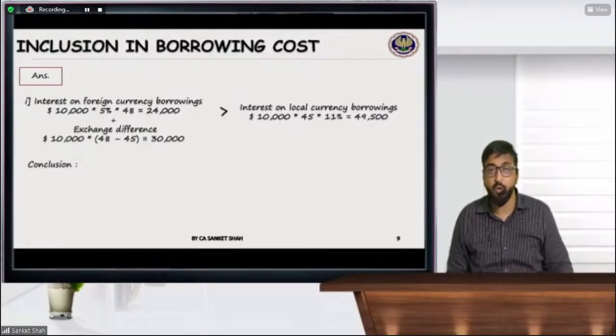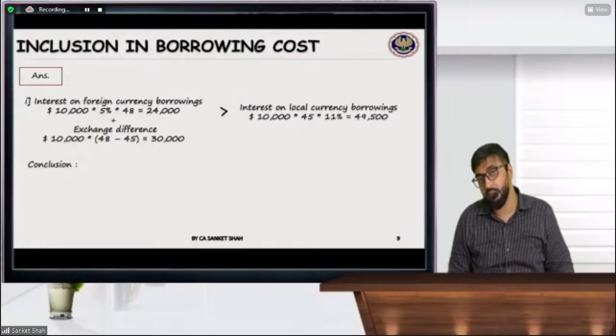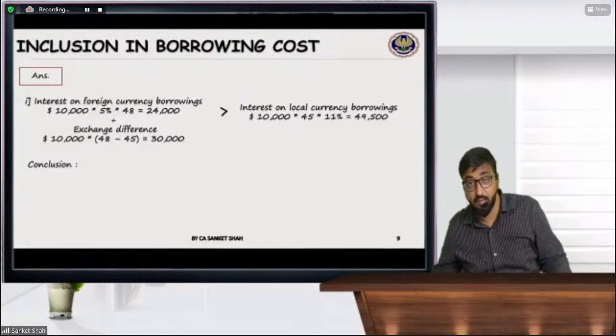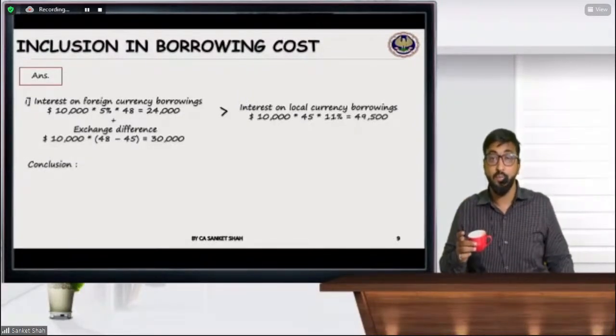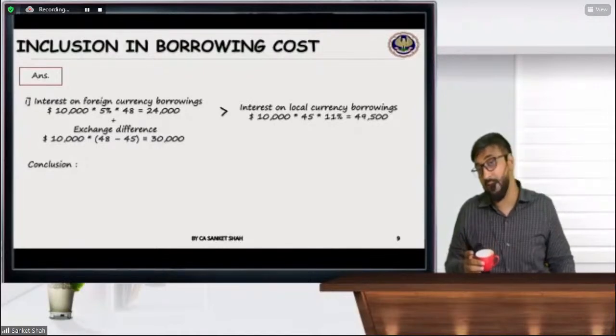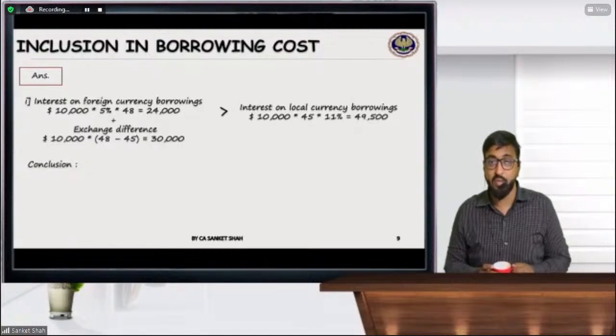So 54,000 is in foreign currency, and in local borrowing you got the loan at the rate of 11%, and that is on the first day. 4,50,000 multiplied by 11%. The answer is very, very easy.